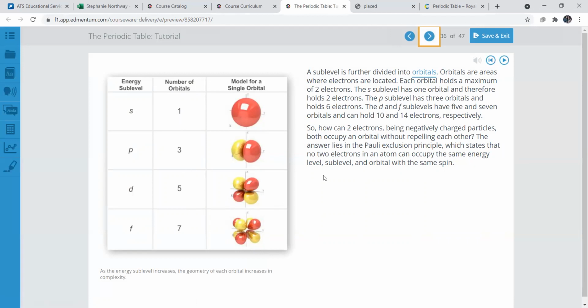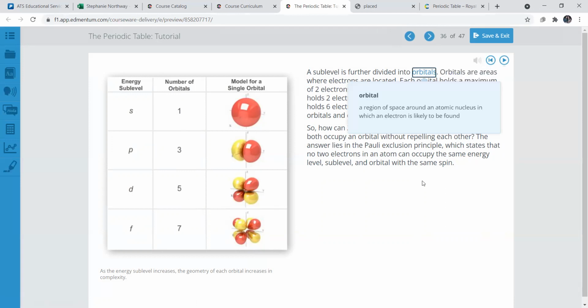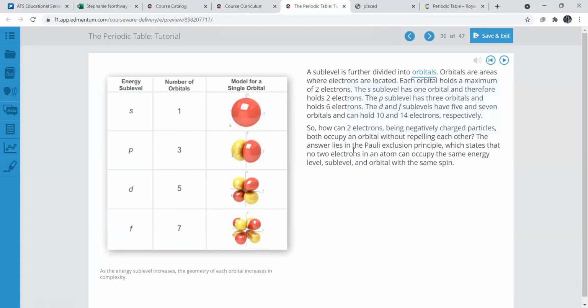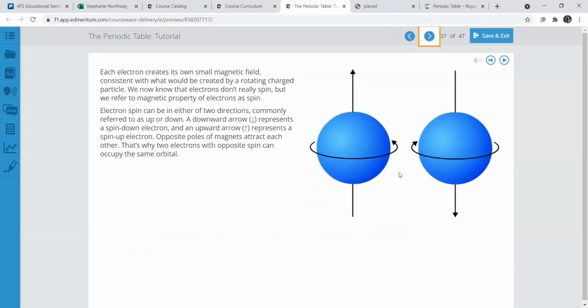It just shows different shapes, other models divided into orbitals. Let's read the definition. A region of space around an atomic nucleus in which an electron is likely to be found. So here's just the region, the orbitals, and it shows the different shapes. This is just giving us a couple more examples.